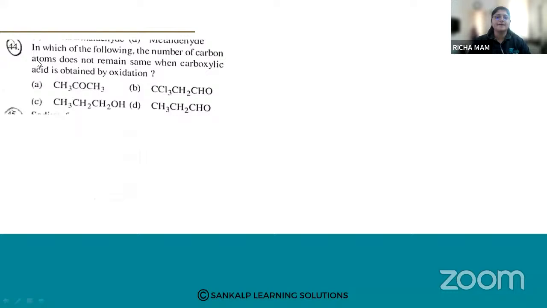Next, in which of the following does the number of carbon atoms not remain the same when a carboxylic acid is obtained by oxidation? First is acetone. Second is CCl3CH2C double bond O H, trichloropropanoic acid. Actually this is an aldehyde, not an acid, so it is trichloropropanaldehyde.